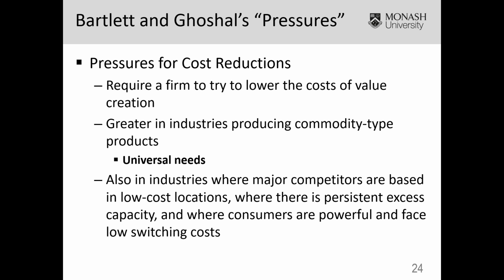This pressure for cost reduction is greatest in commodity type products, but we're also seeing the commoditization of some industrial products in the supply chain, in the nature of computer chips, for example. You get a manufacturing commoditization as well. It works in industries where major competitors are based in low-cost locations, and when there's persistent excess capacity, where consumers are powerful and face low switching costs.